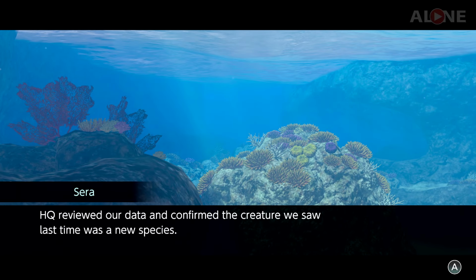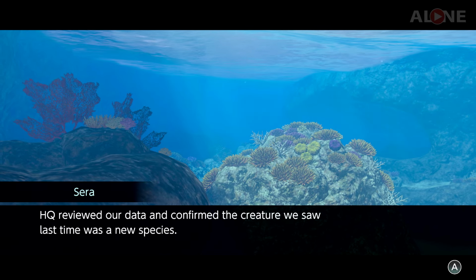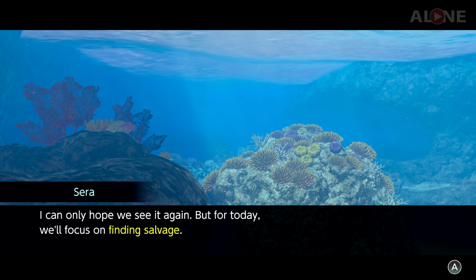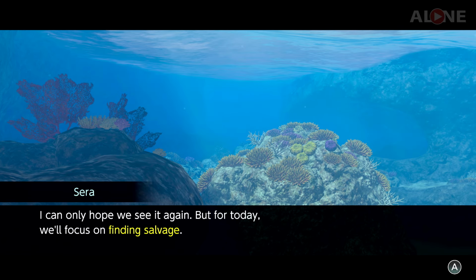HQ reviewed our data and confirmed the creature we saw last time was a new species. I can only hope we see it again. But for today, we'll focus on finding Salvage.